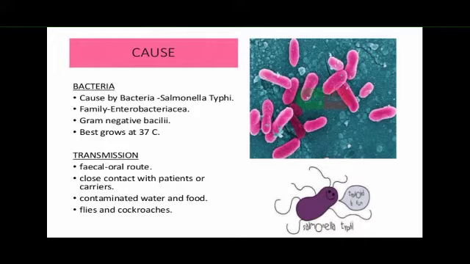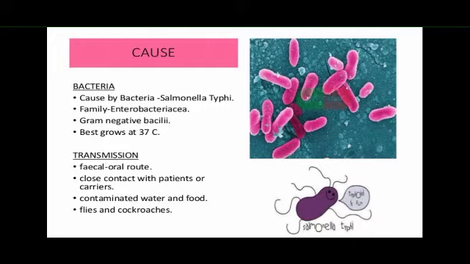typhi, and it belongs to the Enterobacteria family. It is a gram-negative bacillus and shows best growth at 37 degrees Celsius. It is a facultative aerobic, non-spore forming bacterium that is motile due to its peritrichous flagella. Coming to the antigenic structure of Salmonella, there are two sets of antigens: somatic or O antigen with a long polysaccharide chain, and flagella or H antigen, which are very strongly immunogenic.